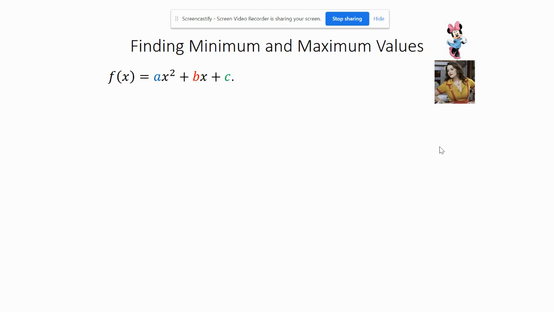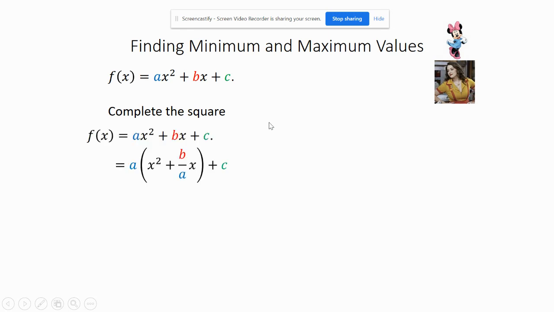f of x equals ax squared plus bx plus c. If I was to complete the square on this, you would basically end up having to factor your a out of the terms here. Then you would divide your b divided by a by 2, which is the same as multiplying by 1/2. So you have b over 2a.